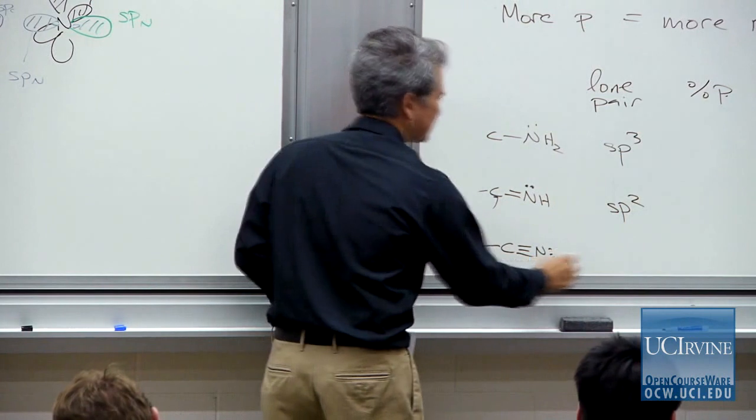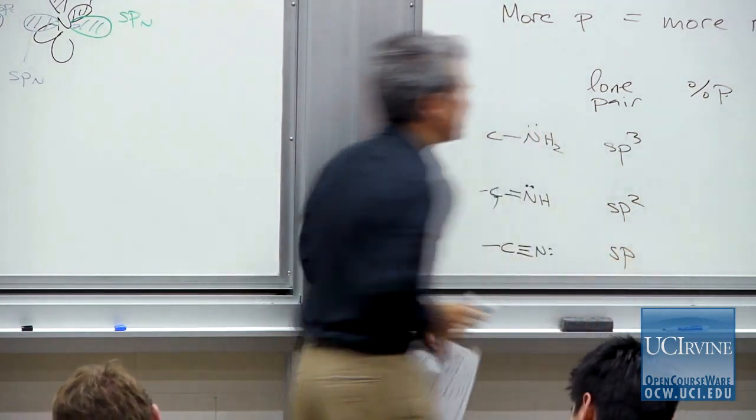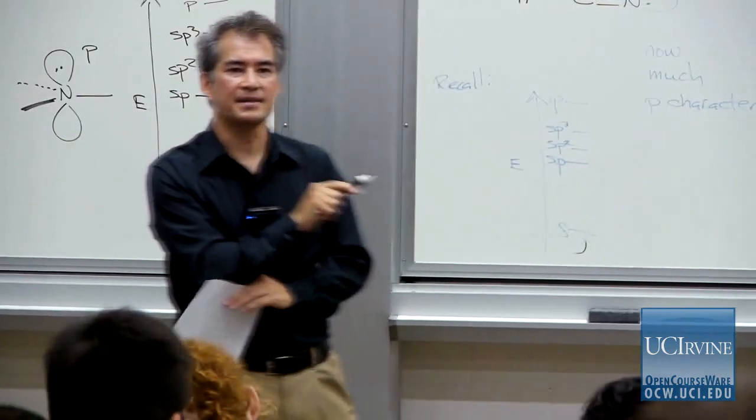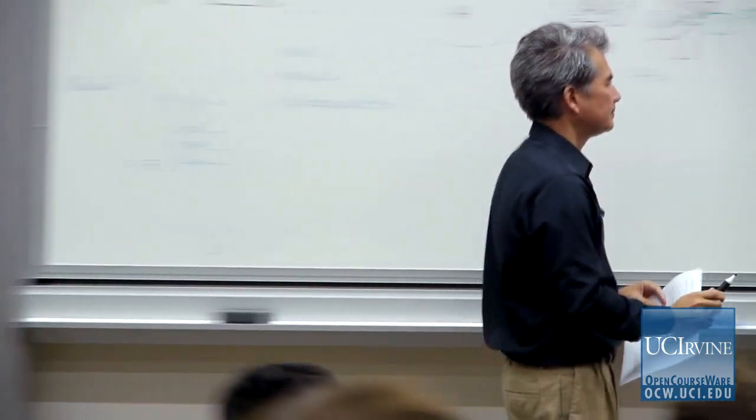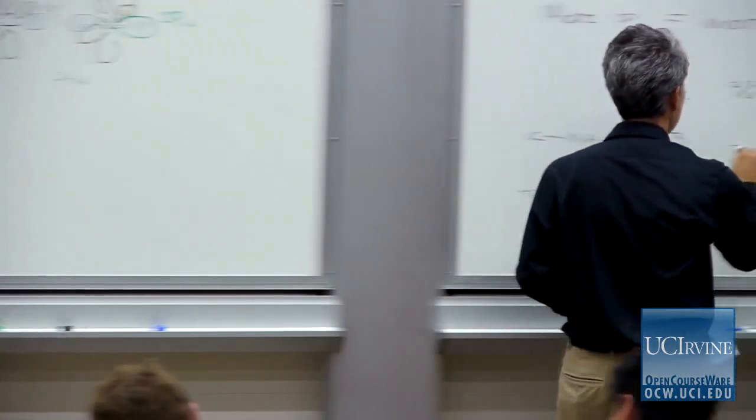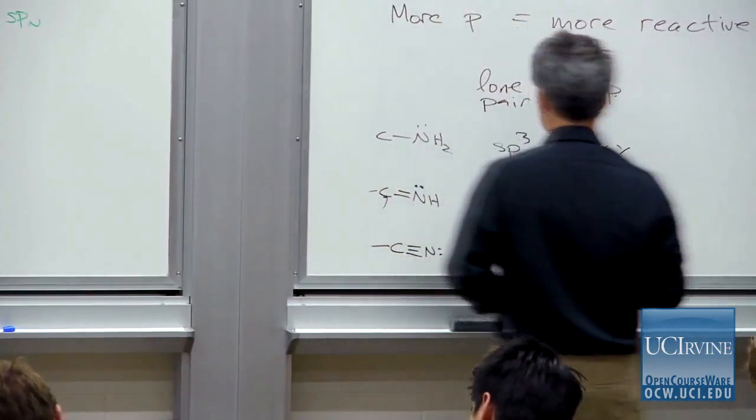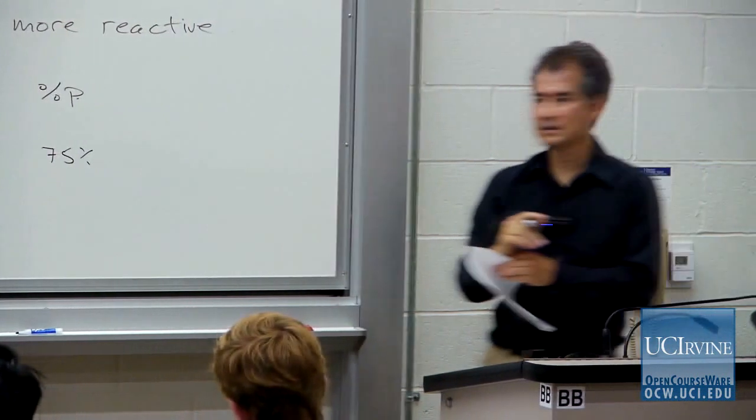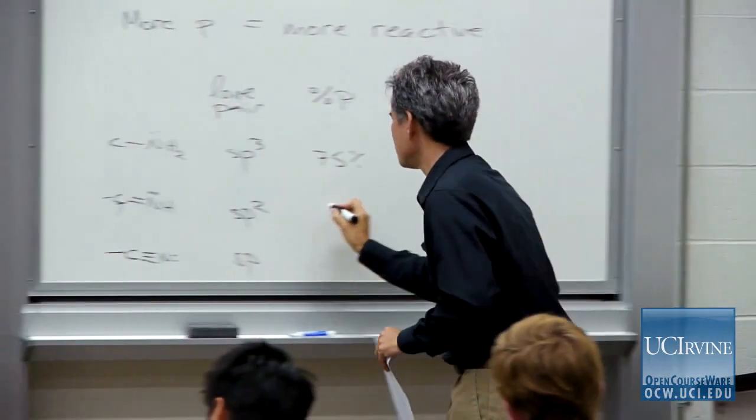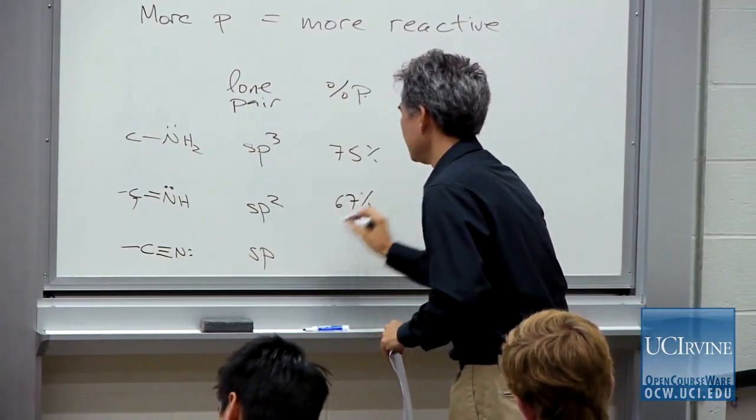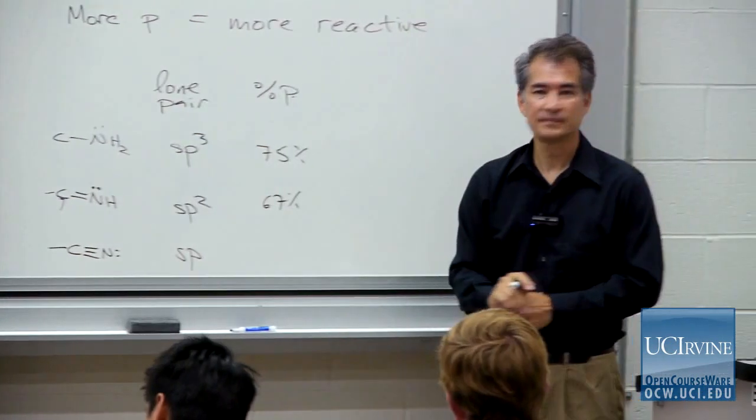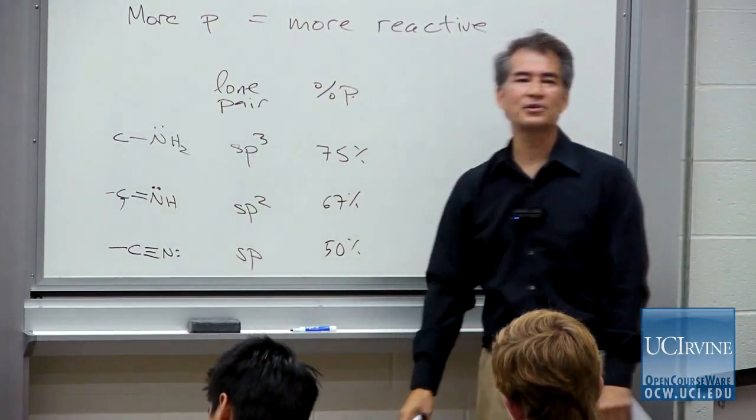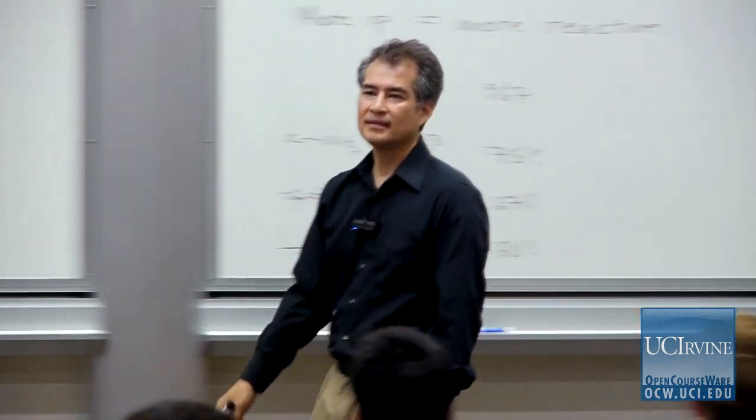And then finally I get down to the nitrile, and we already said that that's sp hybridized. Now, what's the percentage of p character in this top case, sp3? 75% p character. sp2, what's the percentage of p character? About 2/3 or 67%. And then finally the sp, 50%.